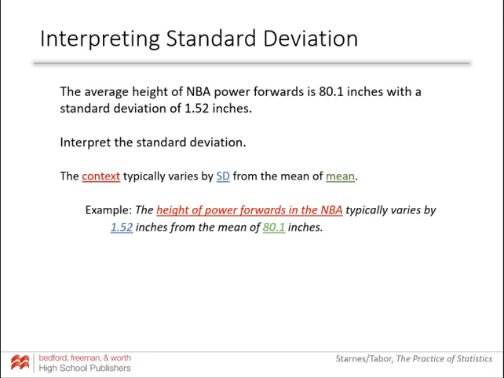You also have to be able to interpret the standard deviation. You do not have to memorize this sentence word for word, but you've got to get the gist of it. We say the context, whatever we're talking about, typically varies by whatever the standard deviation is from the mean of whatever the mean is. Here we have this information about the height of NBA power forwards. If I were asked to interpret the standard deviation, my sentence should go something like, the height of power forwards in the NBA typically varies by 1.52 inches, always include those units for context, from the mean of 80.1 inches.